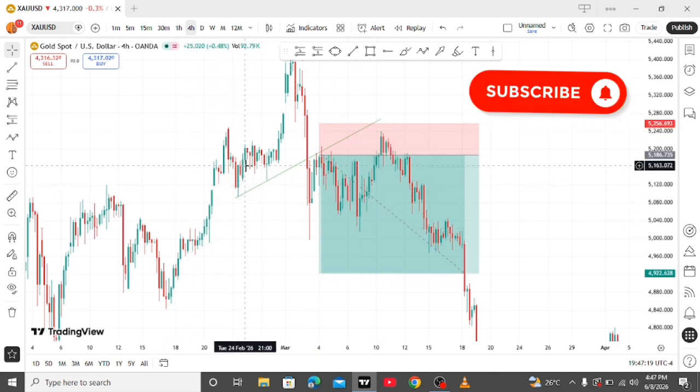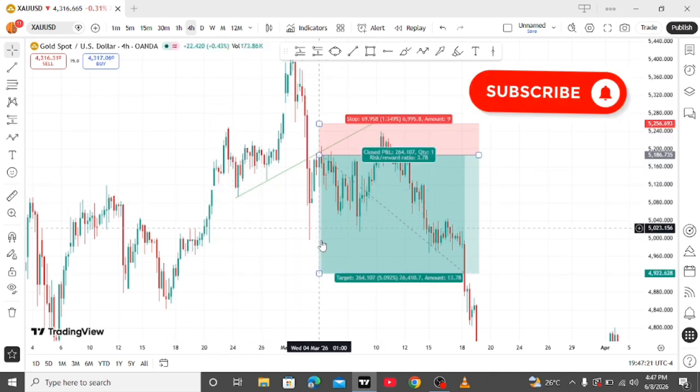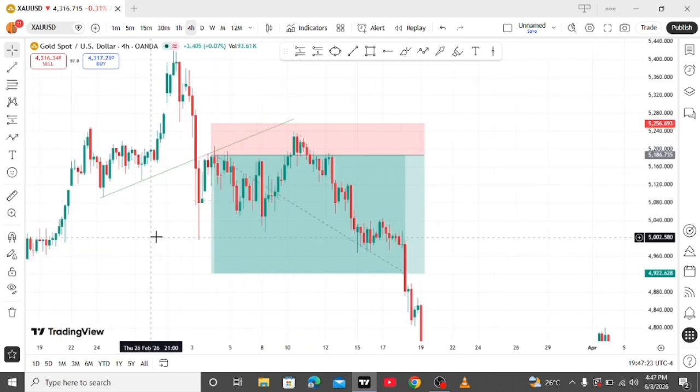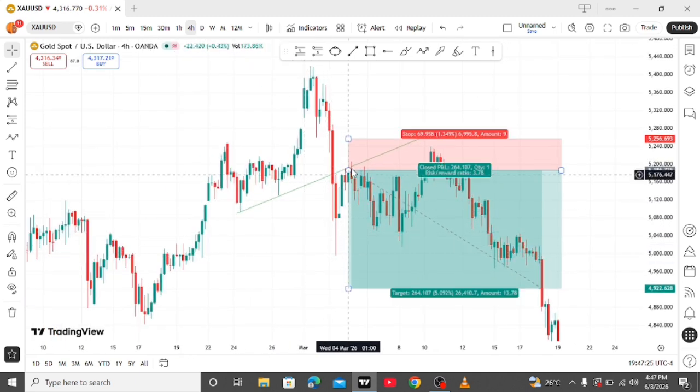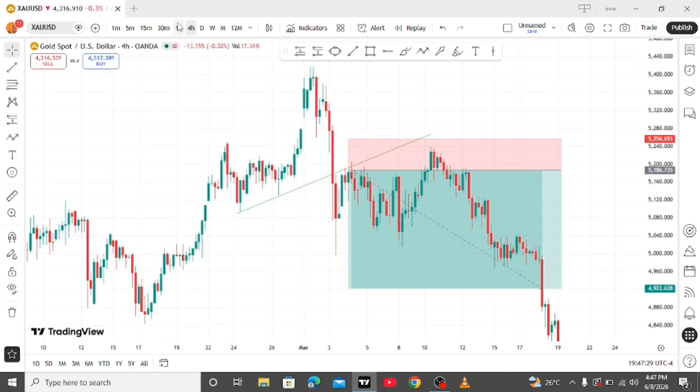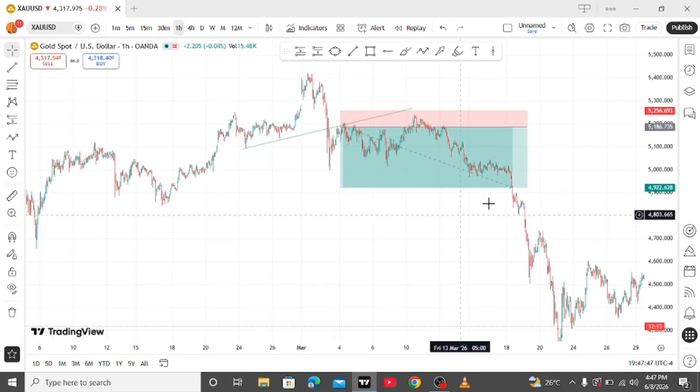The market gave us first touch, second touch, broke the trend line, waited for a retest to the trend line, and the market retested the trend line. We should go over to the 1 hour time frame so we can see this very clearly.